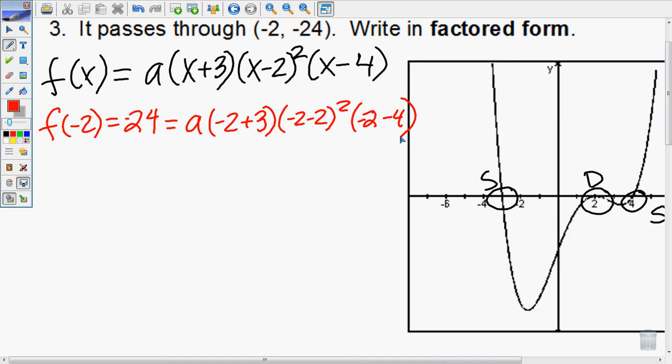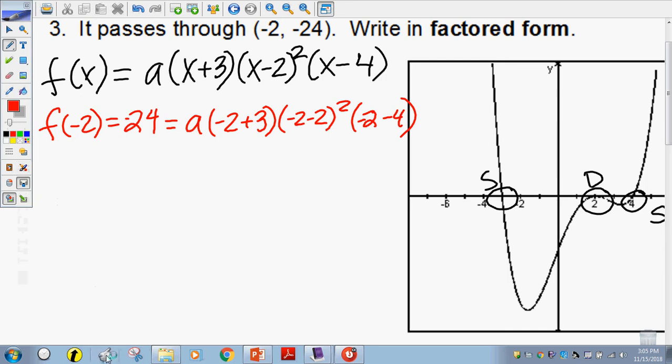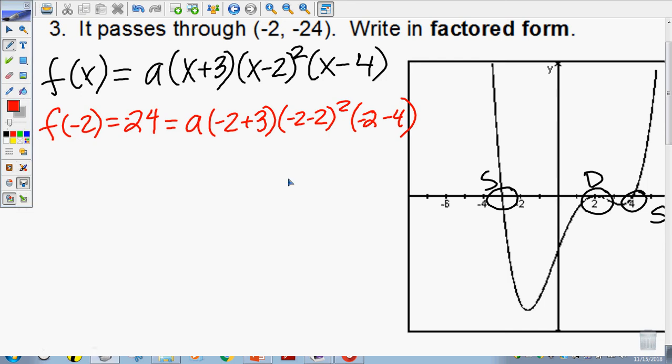Alright, find the A! Remember, multiply, then add, multiply, divide. So when we went through, we had -24 equal A times 1 times -4 squared times -6. Agreed? Are y'all still with me? For now, yeah. Still here.